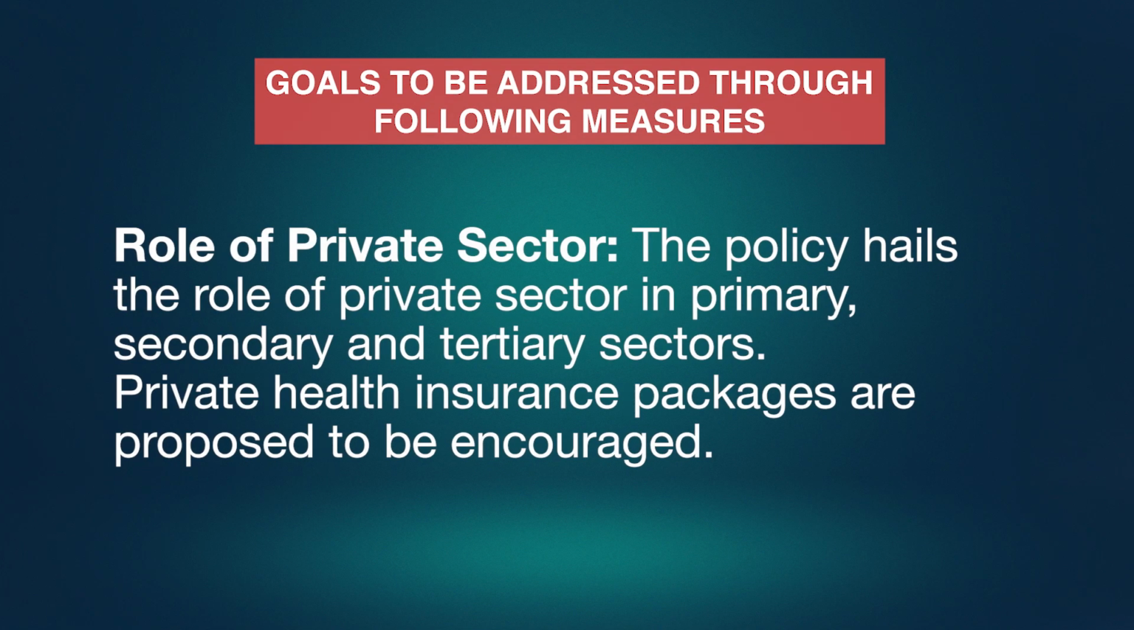Now, how do we address these goals? How do we implement these goals? So, the 2002 policy also laid out a network of implementation schemes in order to reach these goals. The first important aspect that was emphasized was the role of the private sector. The government accepted the fact that the private sector has an important role to play in elimination of these diseases. It emphasized the role of not just the private sector, but also the secondary and tertiary healthcare sector. Private health insurance packages were proposed to be encouraged.